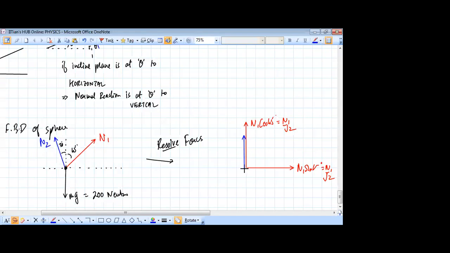Now, while making components, just remember the simple rule: for components, if you have any force F making an angle theta with some particular axis, these axes need not be horizontal and vertical, then the component along the axis to which it's making theta becomes F cos theta. And because this angle becomes 90 minus theta, this component becomes F sine theta. And this is how we resolve.